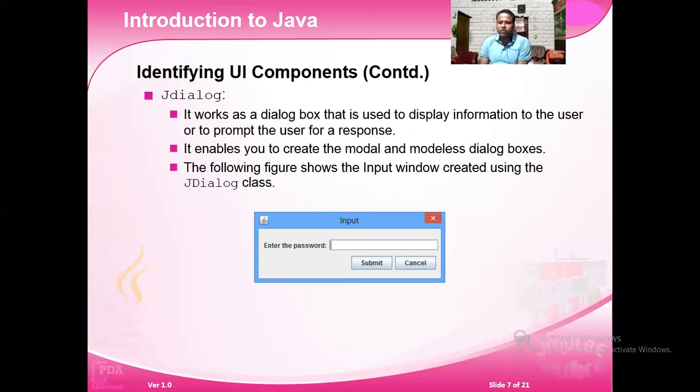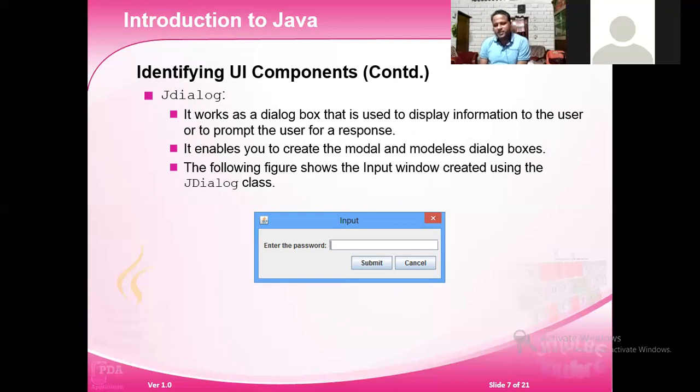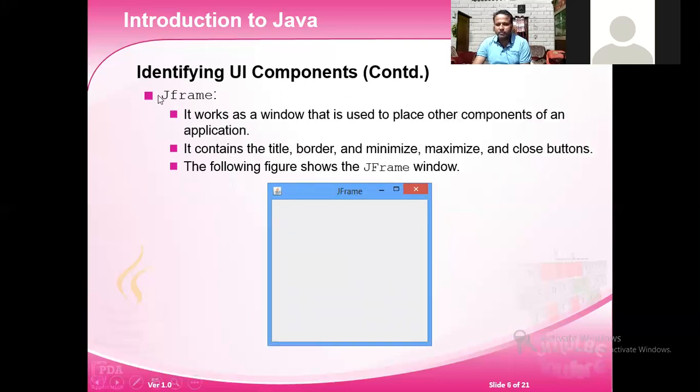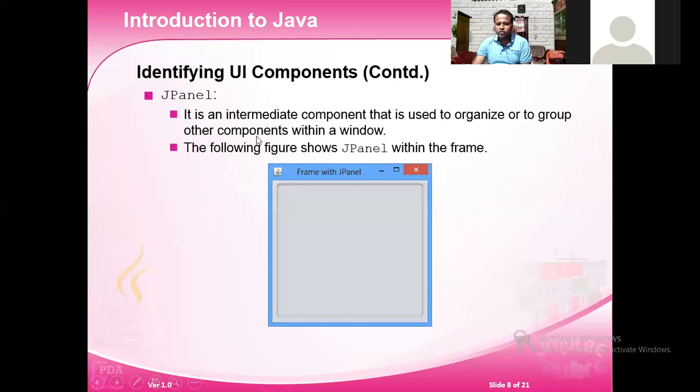And see that when you are using the Swing component, frame is the same, but before frame we are using J. So here JDialog is there. JDialog, JFrame. Okay. So JPanel, it is an intermediate component that is used to organize or group the other components within the window.